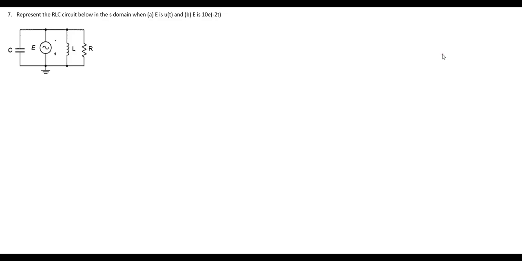The question asks to represent the LRC circuit below in the S domain under two different conditions, two different supplies. One where E is u(t), which is a step function, and the other, part B, where E, the source, is 10 e to the minus 2t. Okay, so starting with part A.